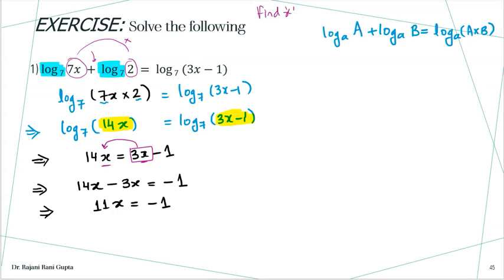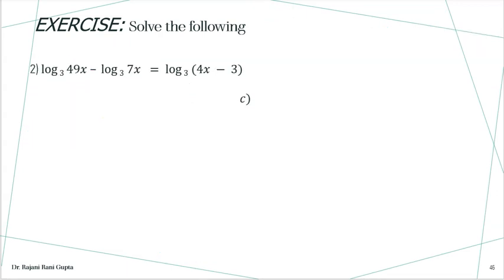Now, as we want the value of x, we divide both sides by 11, which is nothing but the coefficient of x. So, this cancels 11 with 11. This gives us the value of x is minus 1 over 11. So, this will be your solution. Okay, so here we have used the first rule of logarithm, the sum of two logs. Okay, moving to the next question.